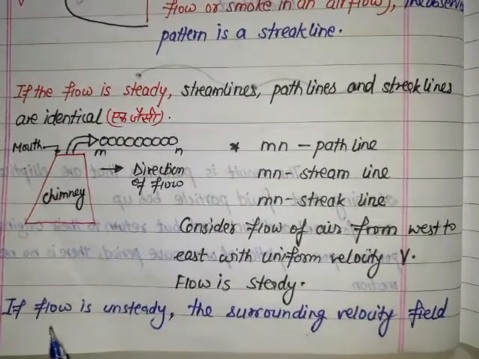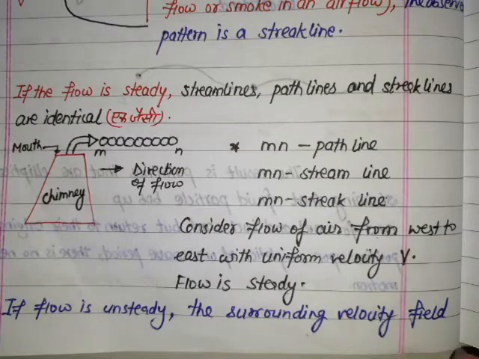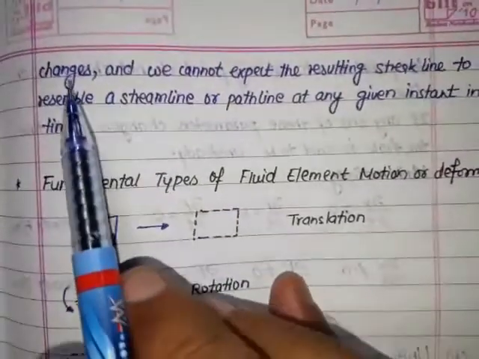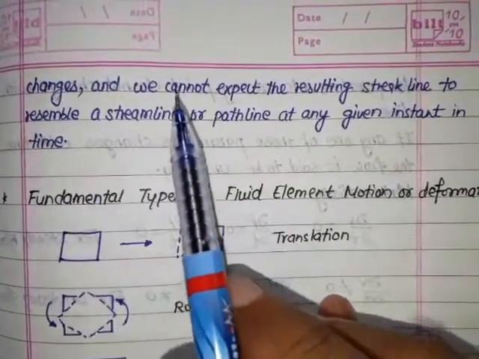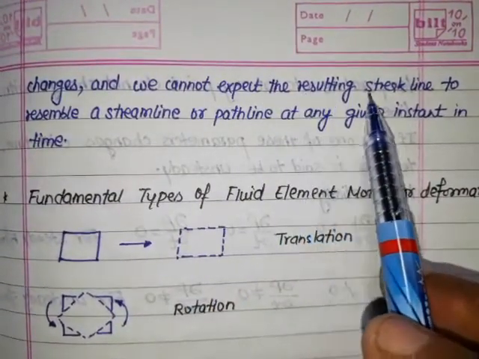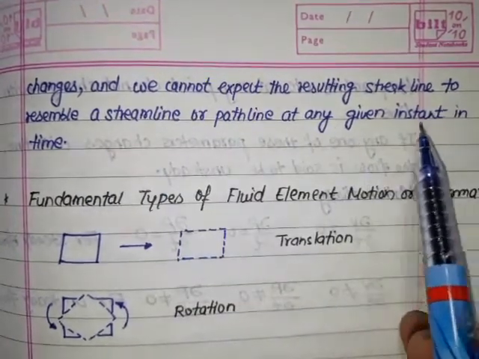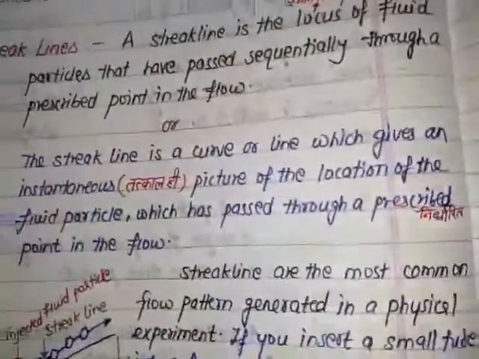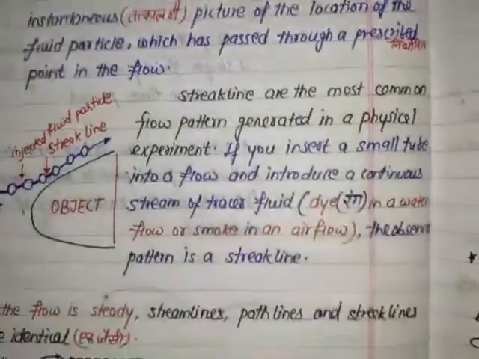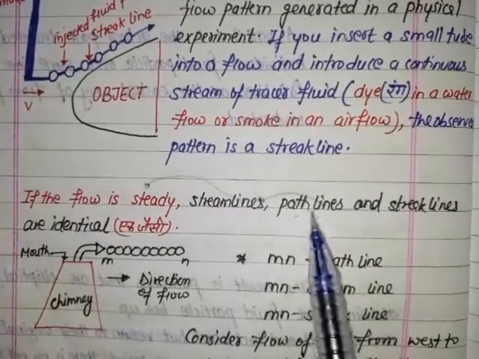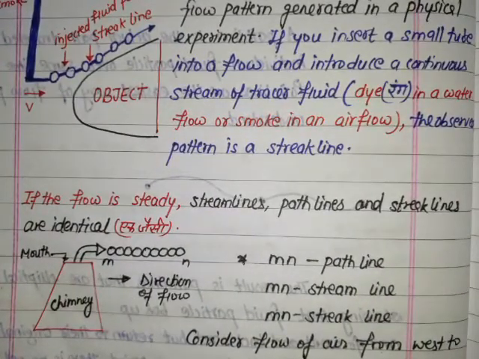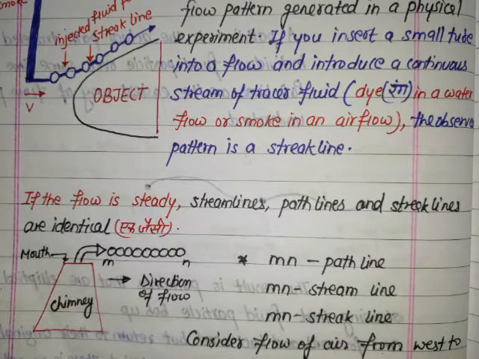But if the flow is unsteady, the surrounding velocity field changes, and due to the change in the surrounding velocity field, we cannot expect the resulting streak line to resemble a streamline or path line at any given instant in time. So from here we can say only in steady flow do we get streamline, path line and streak line that are identical. So friends, in this video we have learned the difference between streamline, path line and streak line, and these are the main flow lines.